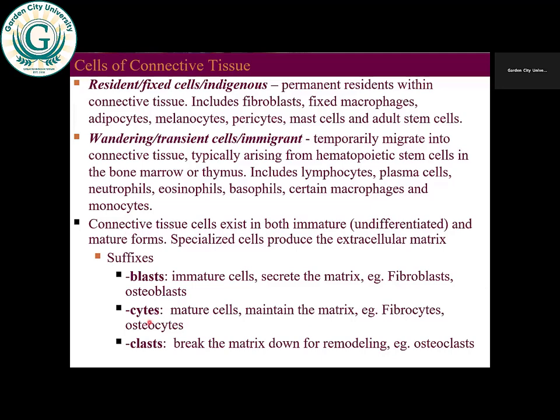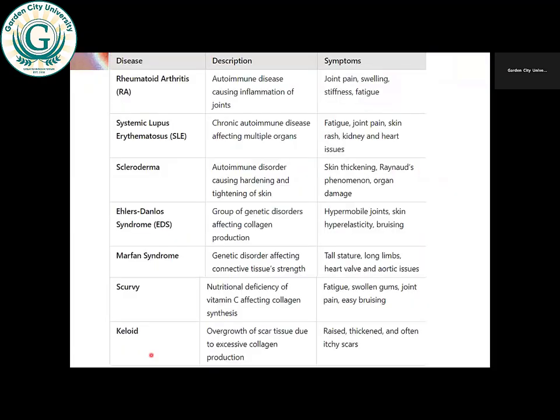Then we have cytes. Cytes are the mature connective tissue cells. So they maintain the what? The matrix. Then, if it ends with clast, that means they break down the matrix. So you have osteoclasts, we have chondroclasts. They break the matrix. Here, remember that the matrix is what we are calling the ground substance and the fibers. So those are the connective tissue cells.